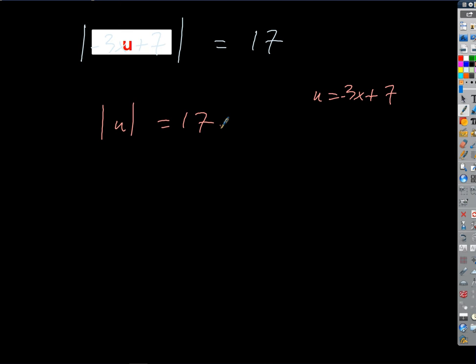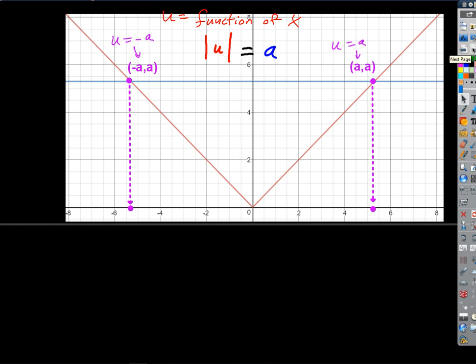Eventually, we're probably going to go back and reverse the substitution and plug the -3x plus 7 back in when it's convenient, right? We don't always have to do this, but for now it makes it easier to think about the process. Okay, so let's look at that graph then. If the absolute value of U is equal to A, then what does that mean? Now, think about this in terms of the stuff we've already done, right?